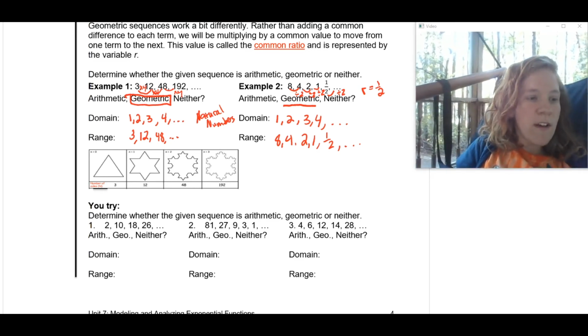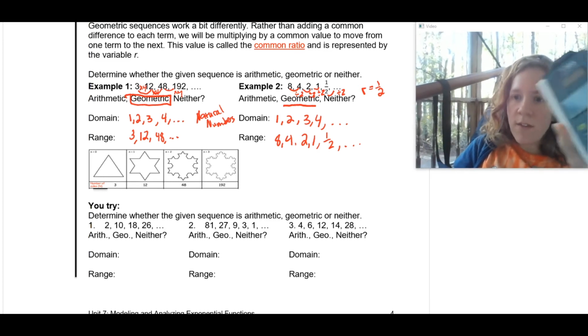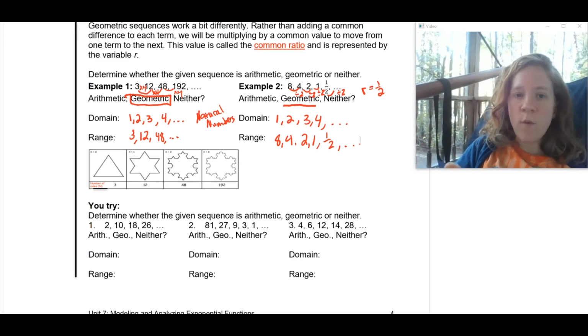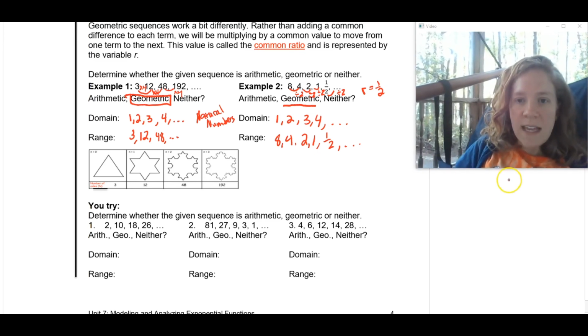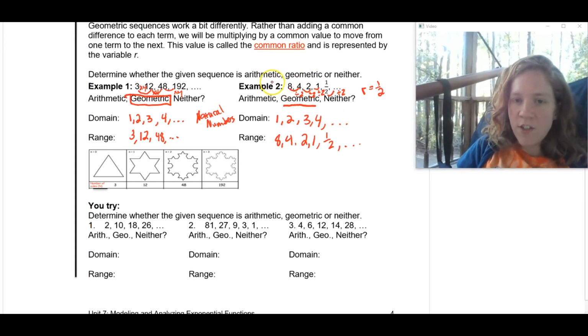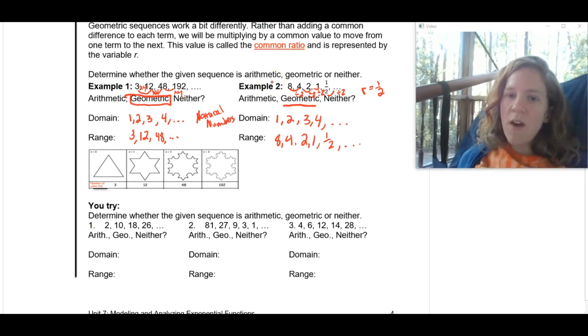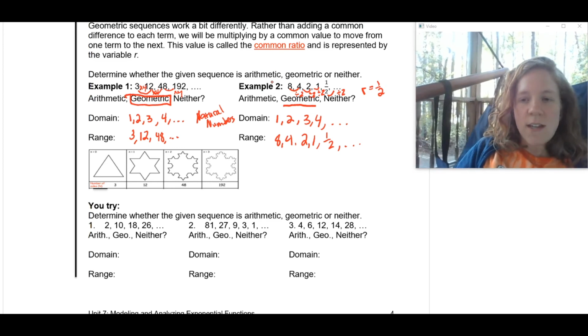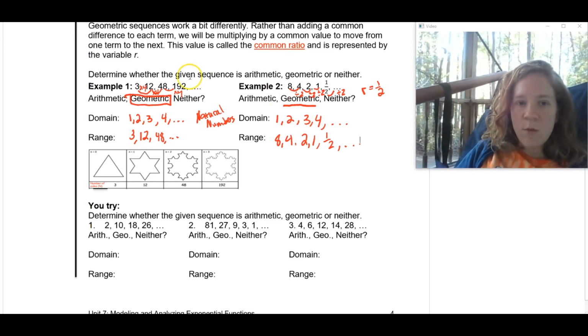In example 1, 12 divided by 3 obviously gets me 4. If I said 48 divided by 12, I would get that 4. So if you take your second term and divide it by your first term, that'll give you your common ratio. Most of the time you can find it just by looking, but I just wanted to show you that just in case you had one that was a little more difficult to see.